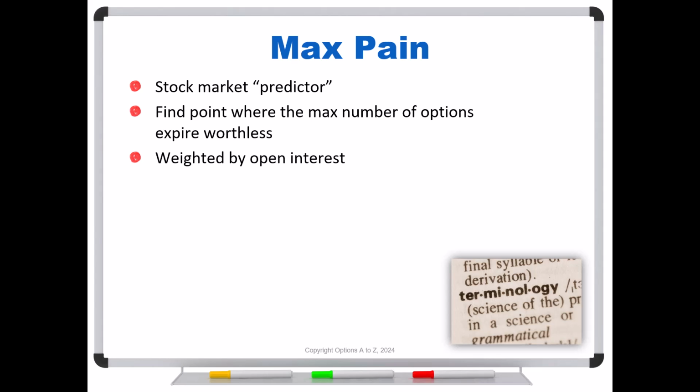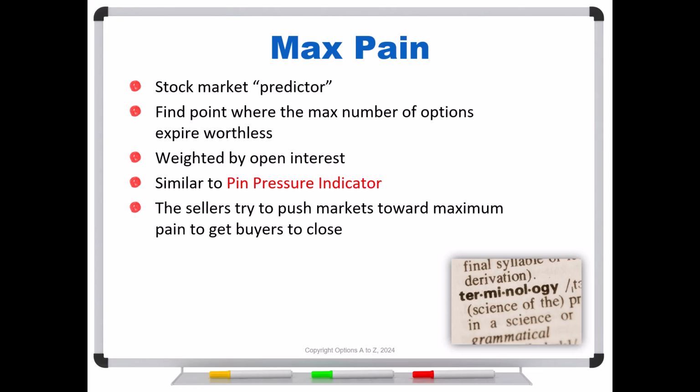Now, one thing that's interesting, it's very similar to the pin pressure indicator. And really the ideas behind it are essentially the same, but it's still trying to do the same thing, trying to find out where the markets might head. The idea behind the max pain is that the sellers are really in control. And that right there is just an absurd assumption. But the idea is that the sellers will try to push markets towards this level of maximum pain, being the biggest dollars lost, to get the buyers to close.